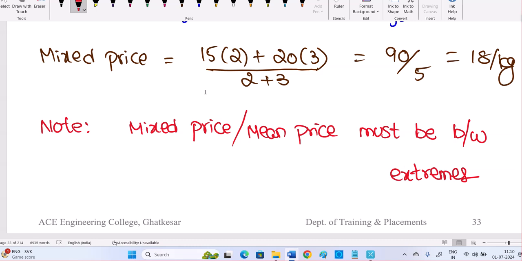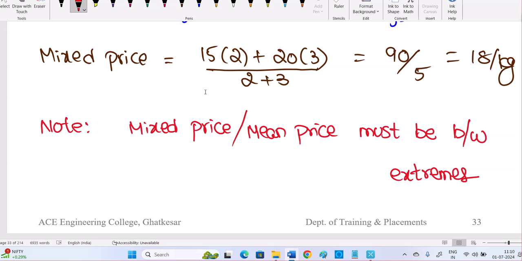Or else at least the word mean price will give the idea for you. Mean value means the middle one. When there are two values given, you take any two values, calculate the mean, it will be the middle of those two. If I take 5 and 10, what is the mean value? Average. 5 plus 10 divided by 2, 7.5. It's in the middle. It's not greater than 10, it's not less than 5.